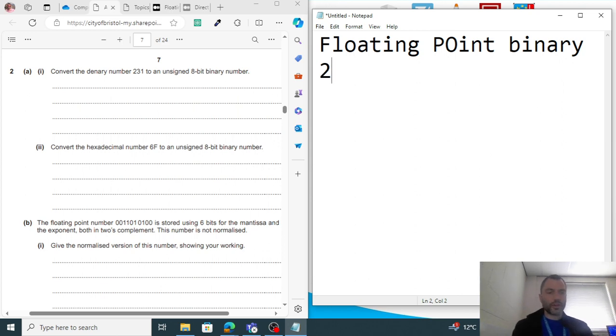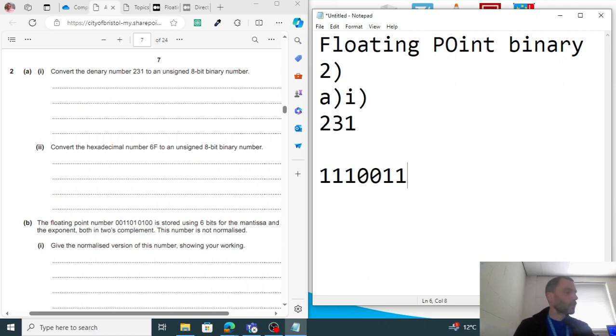So, what was it? Question 2, A, I, 1, right? You've got 2, 3, 1 on the number line. You've got to work out what that is in binary. So you've got 8 bits. You'd put a 1 in the 128 column, a 1 in the 64, a 1 in the 32, and then 0, 0, a 1 in the 4, a 1 in the 2, a 1 in the 1. So you'd get that.